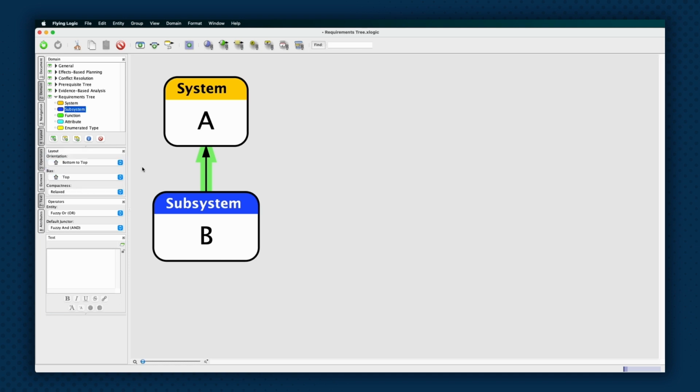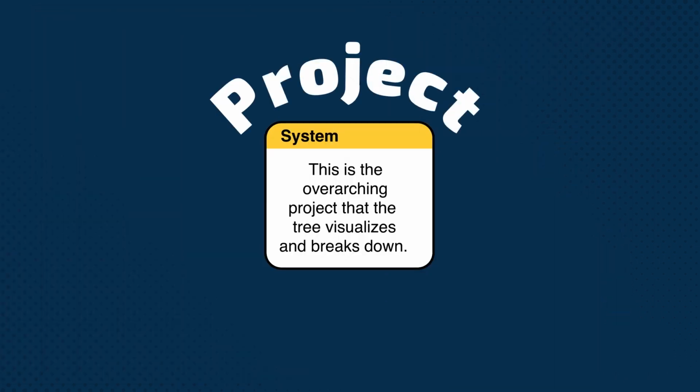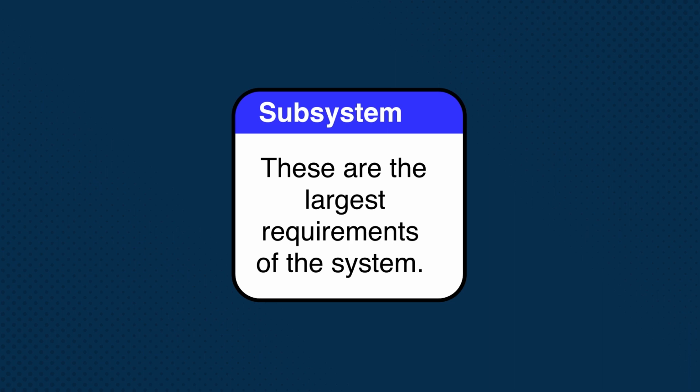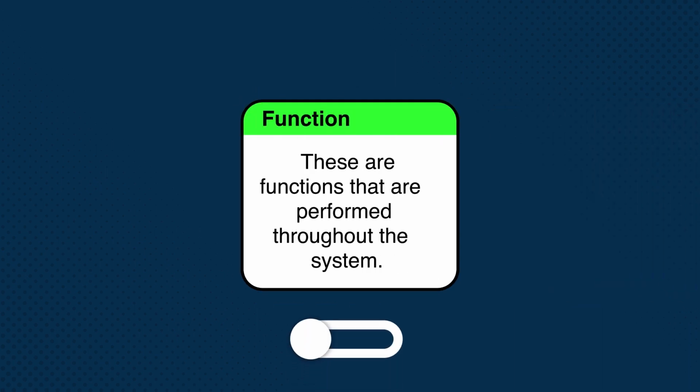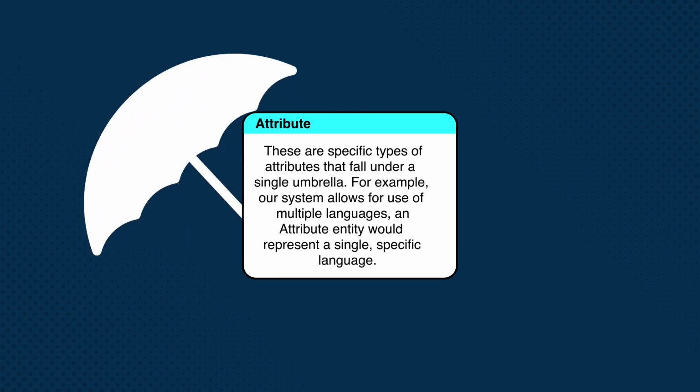There is no industry standard for labeling requirements, so the domain we use is an example we've created. Our domain uses the following entities. System. This is the overarching project that the tree visualizes and breaks down. Subsystem. These are the largest requirements of the system. Function. These are functions that are performed throughout the system. Attribute. These are specific types of attributes that fall under a single umbrella.